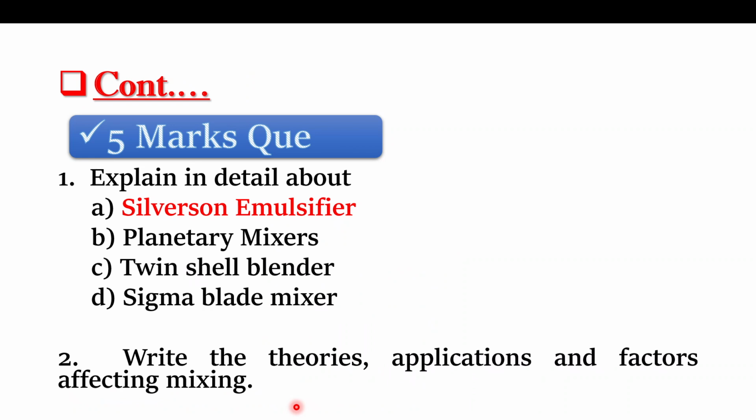First, explain in detail about emulsifier. Most important are the emulsifying mixers like planetary mixers, then twin shell blender, then sigma blade mixers. From this topic, the silverson emulsifier is most important for 5 marks in the upcoming exam. Then the planetary mixer. So these two questions, the silverson emulsifier and the planetary mixer, prepare very well.